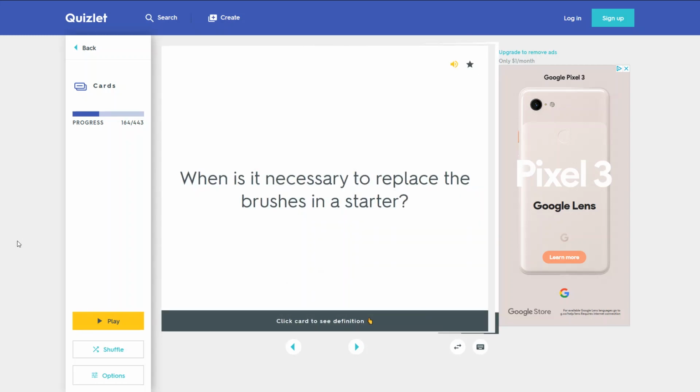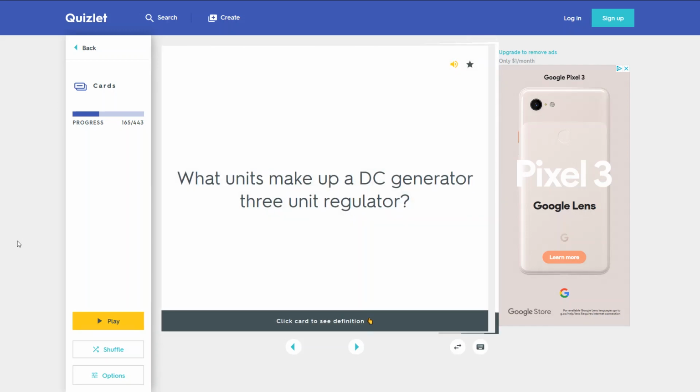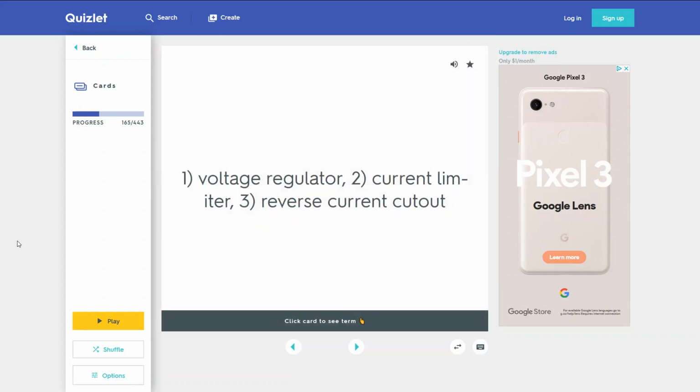When is it necessary to replace the brushes in a starter? When they have reached half their original length. What units make up a DC generator 3-unit regulator? 1. Voltage regulator. 2. Current limiter. 3. Reverse current cutout.